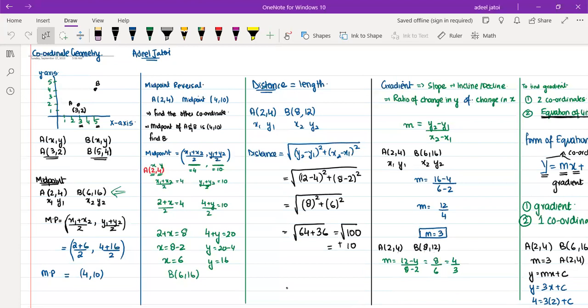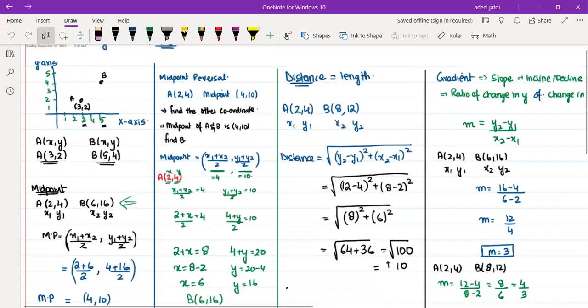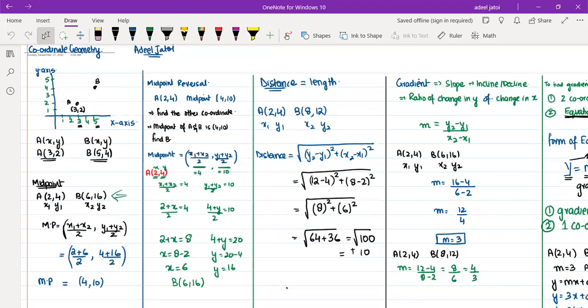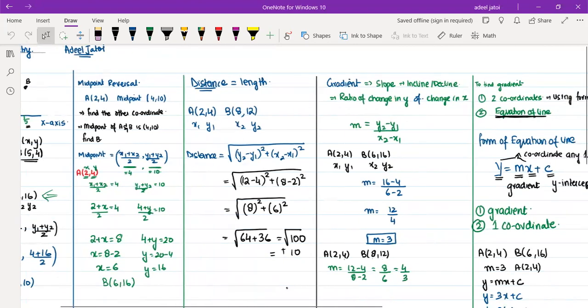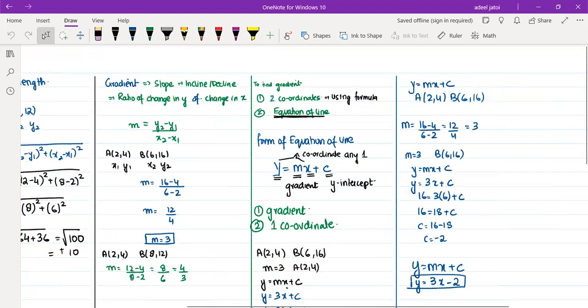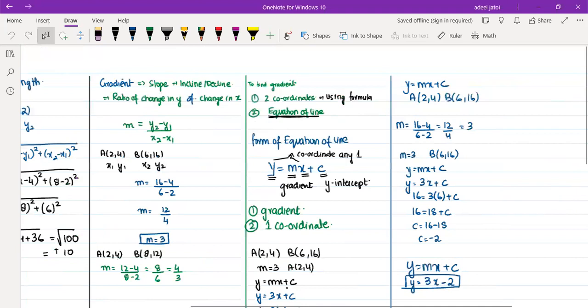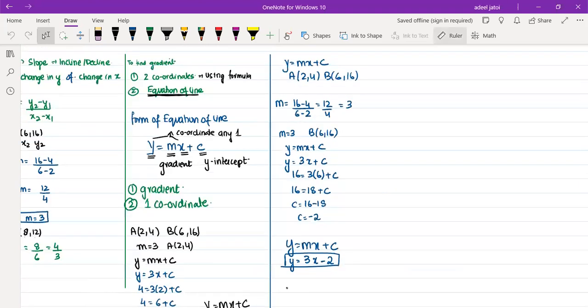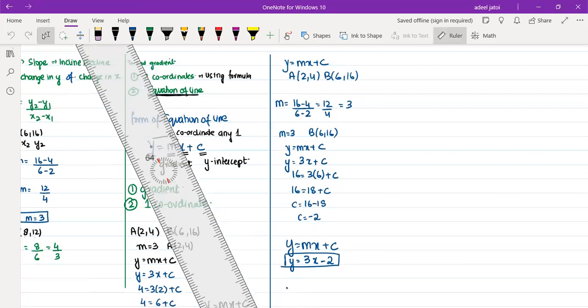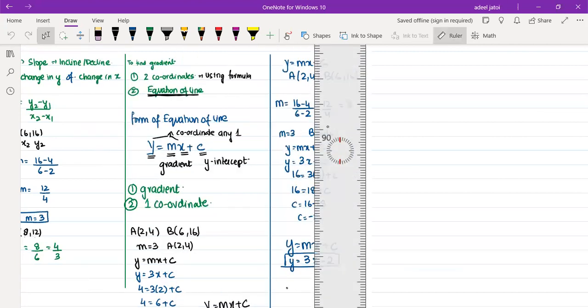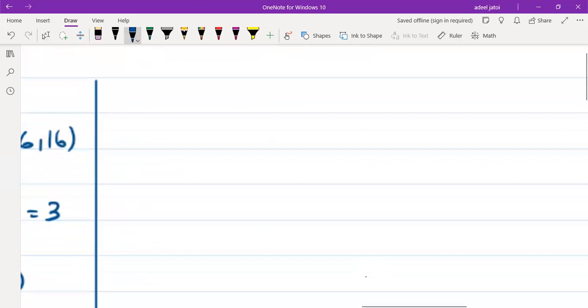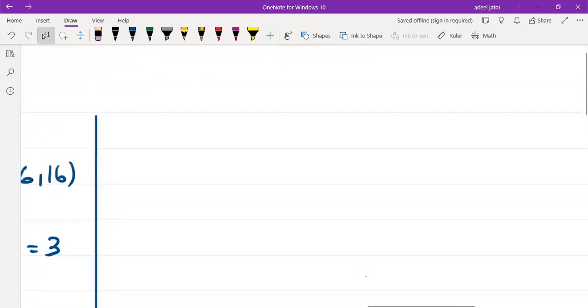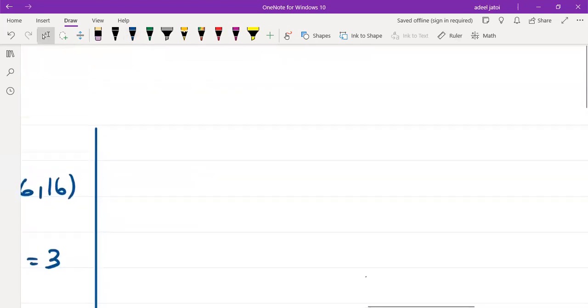Okay, so this was the first lecture that we did for the coordinate geometry. We discussed midpoint, distance, gradient, and finding the equation of a line. Let's move further. We need to understand that there are a few concepts that are also linked.